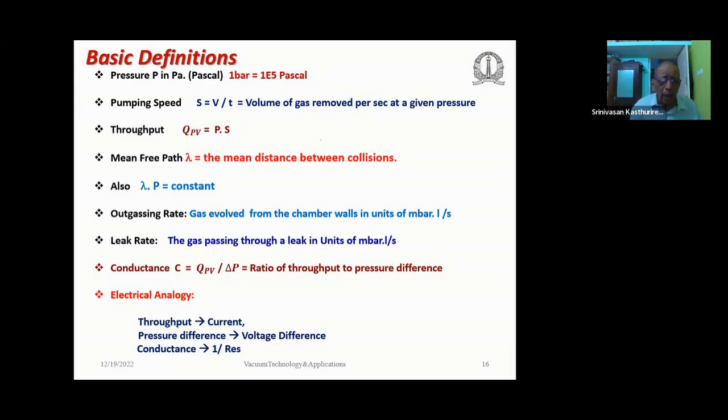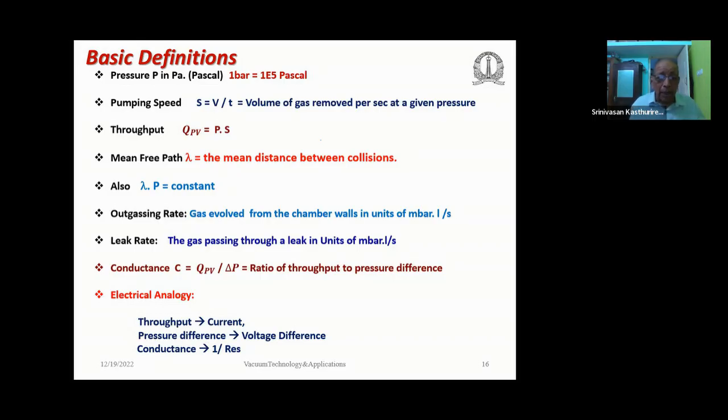And so what will be the units for that? It is happening at a particular pressure and at a certain volume. Therefore, the units will be millibar, referring to the pressure, into liters per second, because we are talking about rate. So millibar liter per second is what you call the outgassing rate. The same units will be there for degassing.